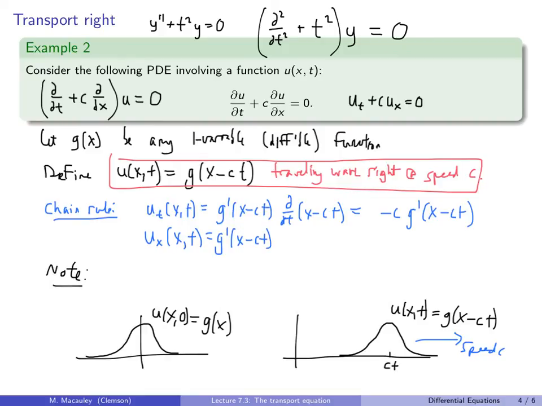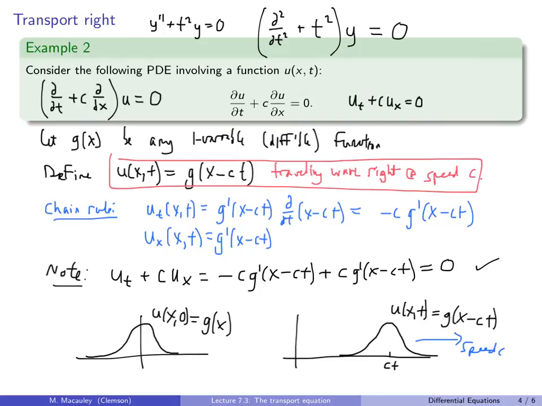Okay, so note that this function solves the PDE because if you take ut plus c times ux, that's taking this plus c times this, and you get 0. So ut plus c times ux is negative c g prime of x minus ct plus c times g prime of x minus ct, and that equals 0.